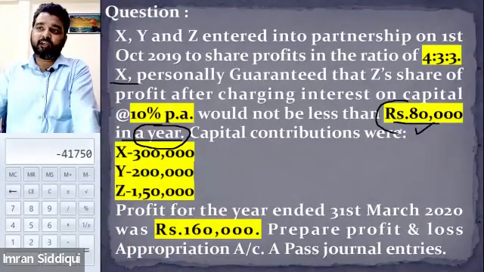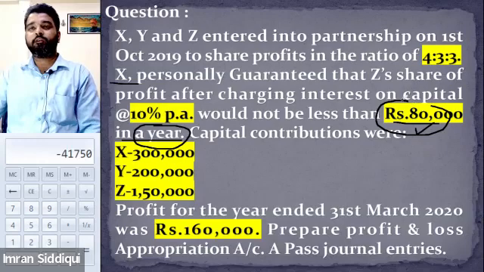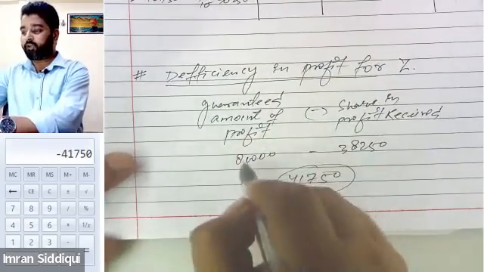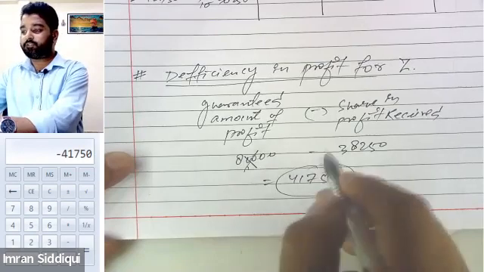If for the entire year the guarantee of profit is 80,000, then for half year the guarantee of profit will also be divided by 2. It will only remain half. That means the guarantee will be of only 40,000, not 80,000. So this is a mistake.